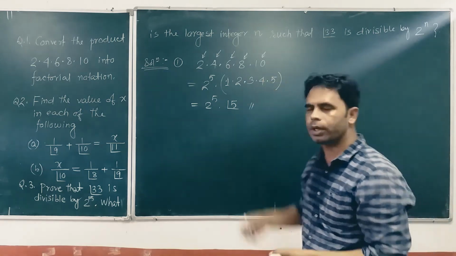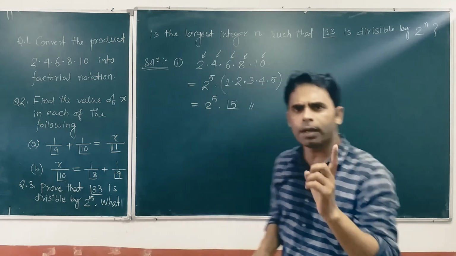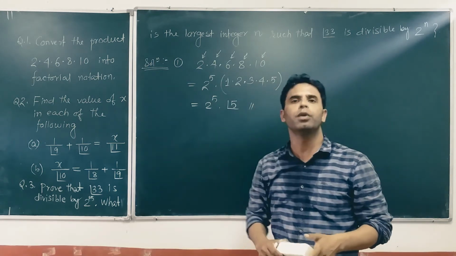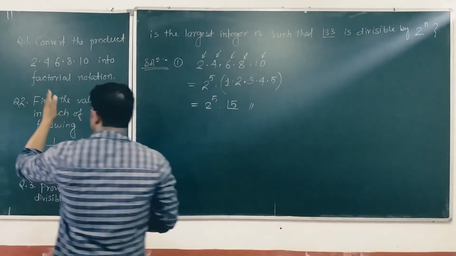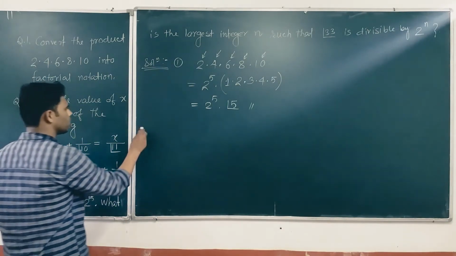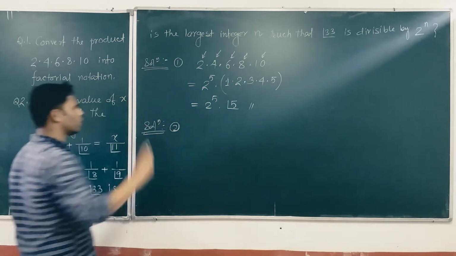These types of questions will be asked for a single number, question number 1, only for one mark. These types of questions can be asked for 1 mark. Then you see the question number 2, so you write the solution of the question number 2.